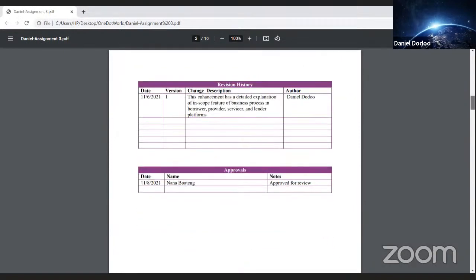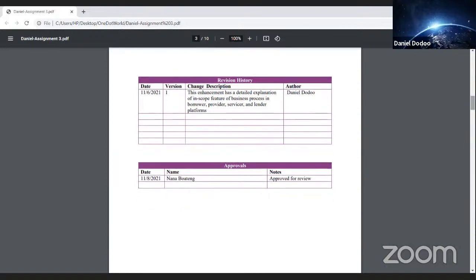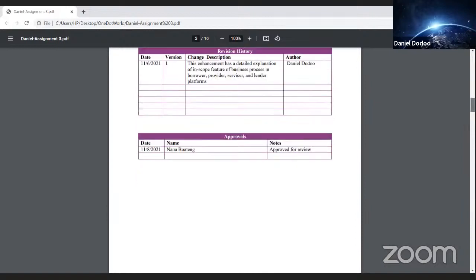With my revision history, what I have in there is that we are to look at the enhancement, which has a detailed explanation of the in-scope features of the business process in the borrower, provider, servicer, and lender platforms. And I'm the author of this change description. With the approvals, we have an approved for review by our very own Nana Boateng.